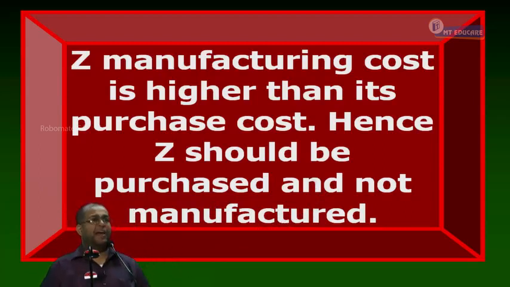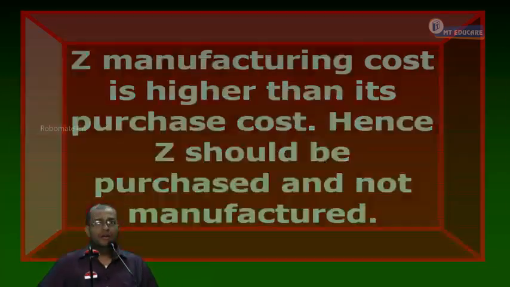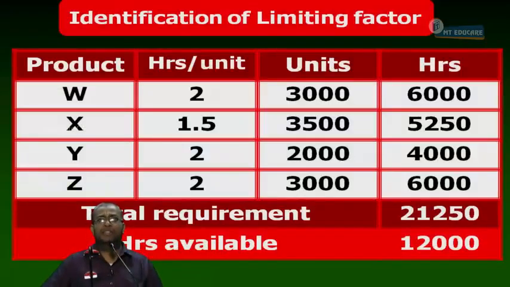Same thing, next paragraph. 6,000 hours of Z will not be counted as the limiting factor.